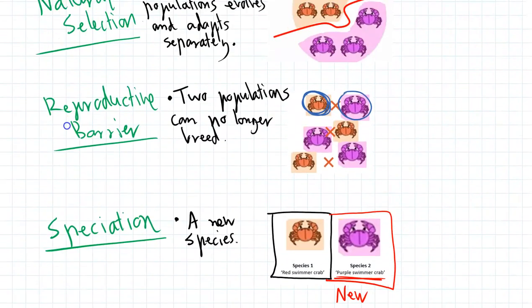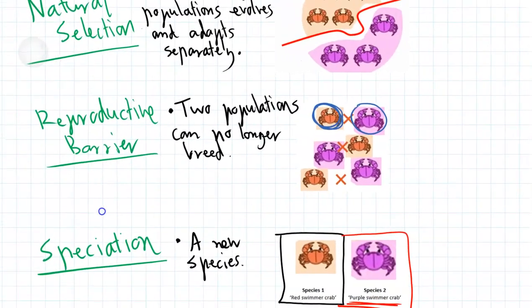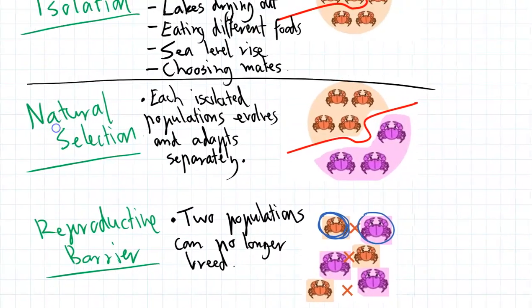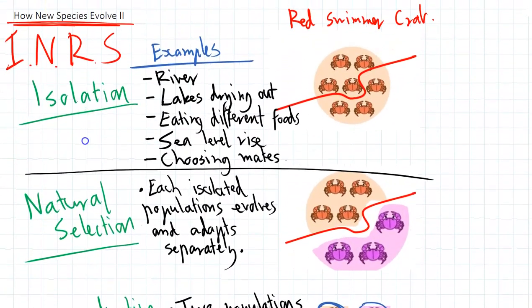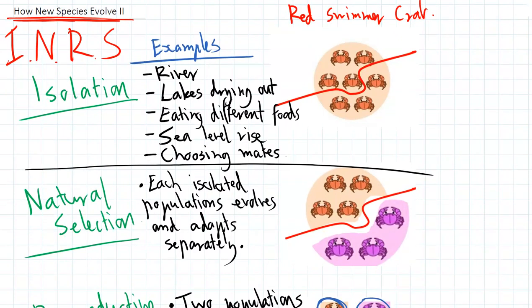Okay, so that's the main steps in how evolution and natural selection causes new species to evolve over time. And this process is constantly happening as populations get cut off and start evolving separately.